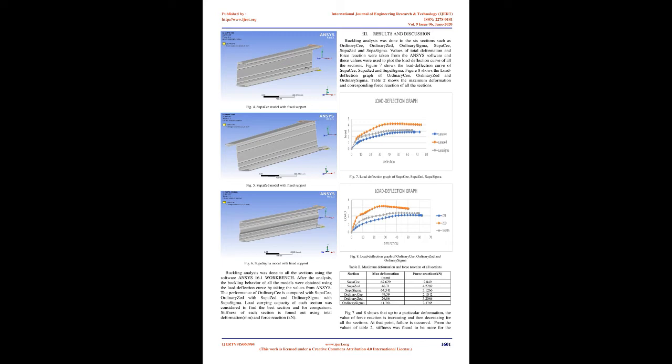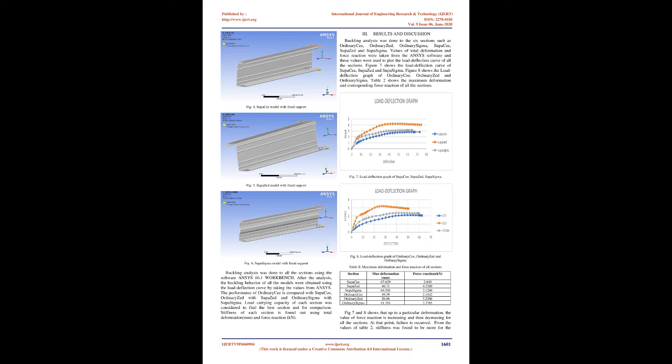Fig 2 and 3 show the modeled view of ordinary C and Supa C respectively. Table I: Material properties of models. Material: cold-formed steel. Modulus of elasticity: 2 x 10^5 N/mm². Poisson's ratio: 0.3. Density: 7,850 kg per cubic meter. Yield strength: 250 MPa. Totally 6 sections were modeled.